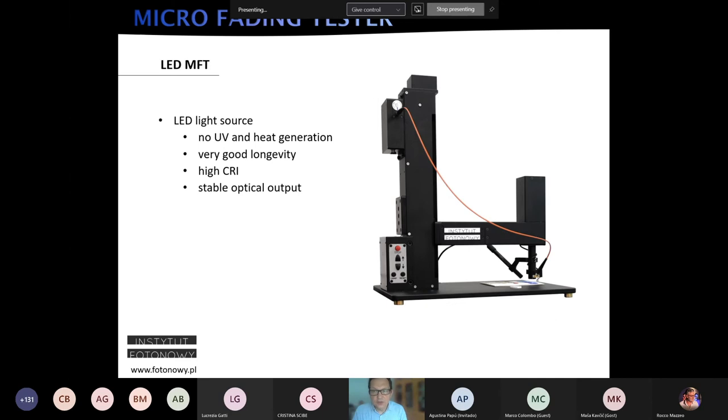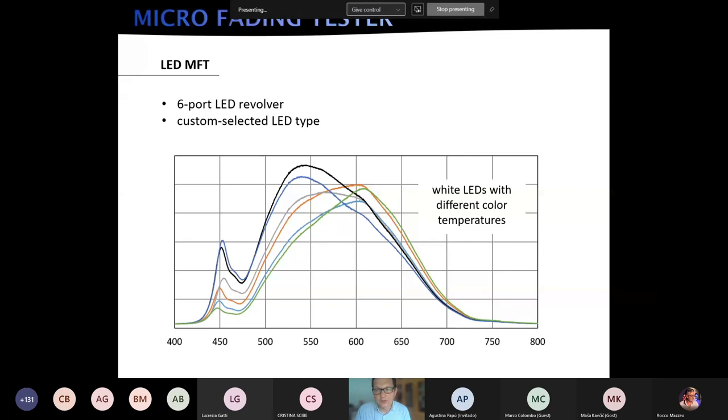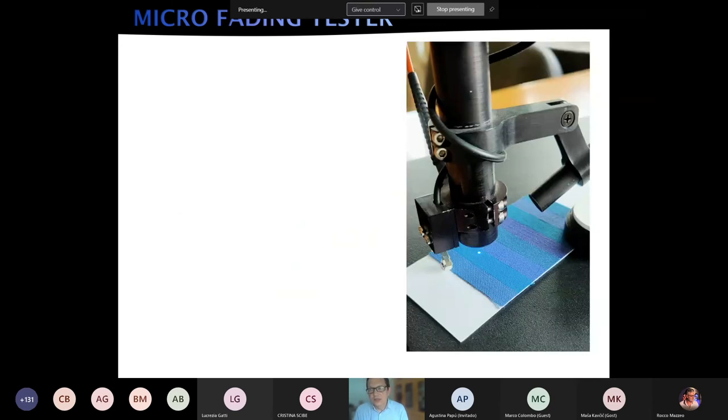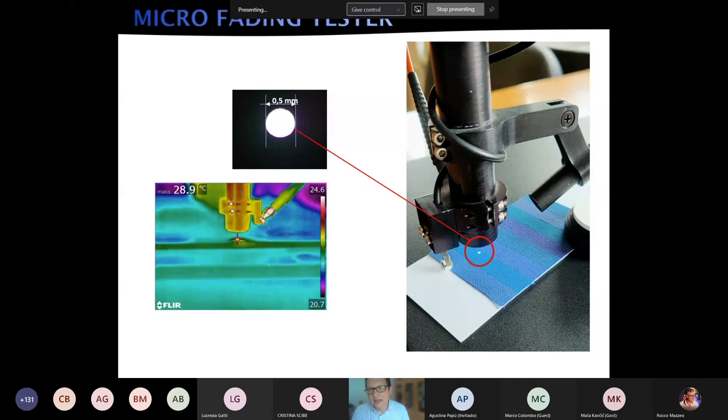So in this instrument, we use an LED light source. And there's also an option to have six different sources in the instrument, so you can choose the spectral power characteristics, so different color temperatures, depending on what you would like to use for the testing. So the light is focused on a very tiny spot on the object, in this case about 0.5 millimeter. And because the spot is so small, for humans it's difficult to see color changes on such a small scale. Because light from the LED is used, there is no heat generation.